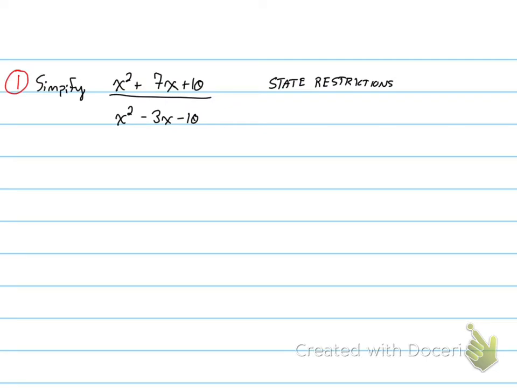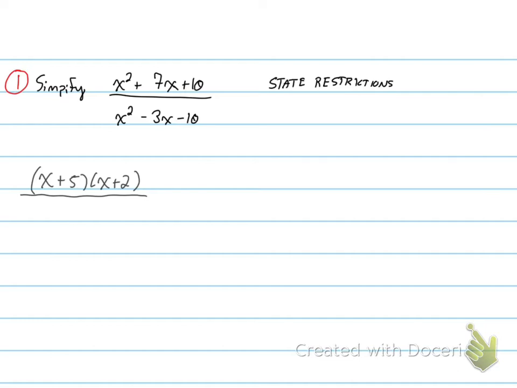In example number 1, let's simplify the expression x squared plus 7x plus 10 all over x squared minus 3x minus 10. I also want to state restrictions on my x values. Restrictions here would be any values that would make the denominator of the original expression 0, along the same lines as we've done all unit. Anything that makes the denominator 0 is going to be a restriction.